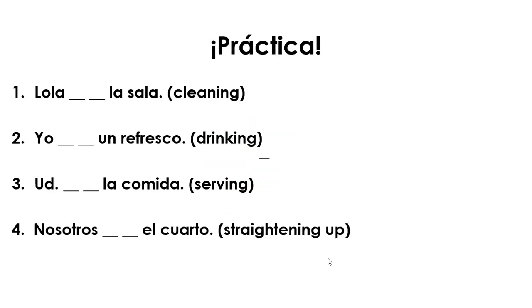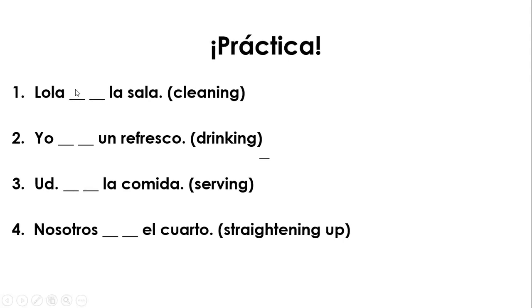Now it's time to do some practice activities. There are two blanks there for a reason. Remember, the first blank is for your form of estar, estoy, estás, está, estamos, or están. And the second blank is for your verb, that is your ing equivalent.